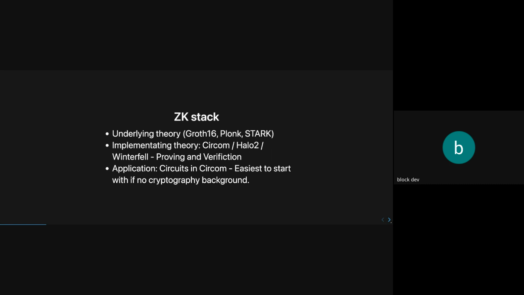So for example, if you're writing in Circom, then you are at the third bullet point here, where you're writing the application. This is the layer which is easiest to start with for anyone without a cryptography background. And then slowly, if you're interested, you can work your way across the different parts of the stack. But the application level is the easiest, especially if you're a developer. And this presentation is focused only on the application layer right now, just because we are focusing on Circom.